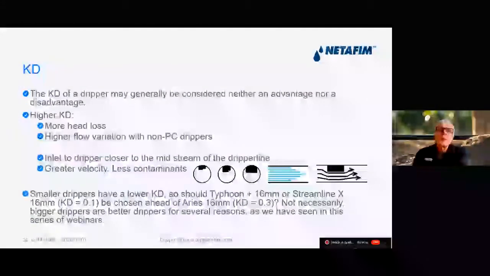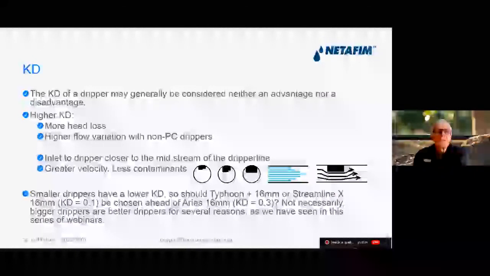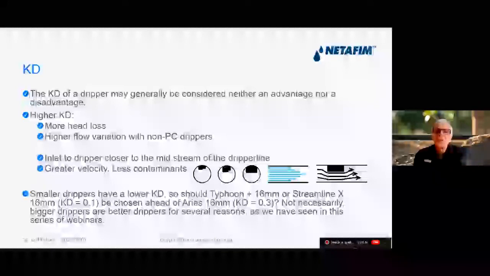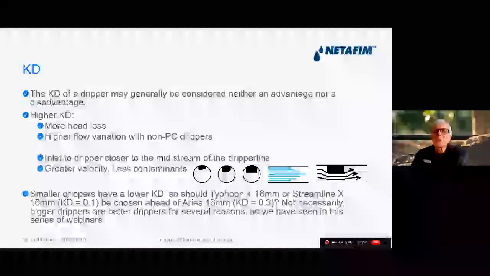The KD of a dripper may generally be considered neither an advantage nor a disadvantage. The higher the KD, the more head loss, and the higher the flow variation with non-PC drippers. However, the larger the dripper is, the closer it's going to get to the midstream of the dripper line. I've just put a few diagrams here, because you will hear it every now and again that with a larger dripper we get closer into the midstream where the velocity is faster, and the contaminants, the suspended solids, are less.